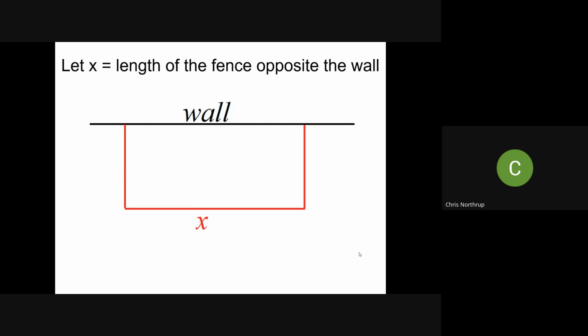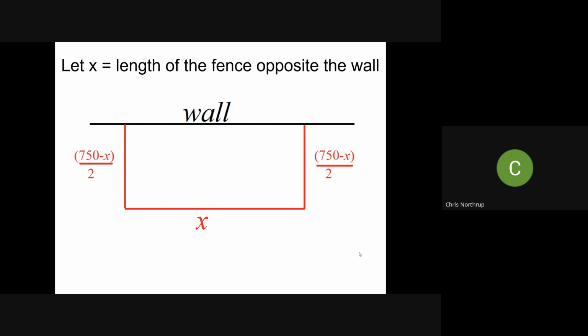Now I have 750 feet to use. If I use up x amount, I have 750 minus x left over for the other two sides. Since this is a rectangle, those two sides are also the same length. So to get each one, I could divide that by 2. So 750 minus x, all divided by 2. So I know that all of that has to add up to 750. If you actually add those expressions together, you're going to get 750.